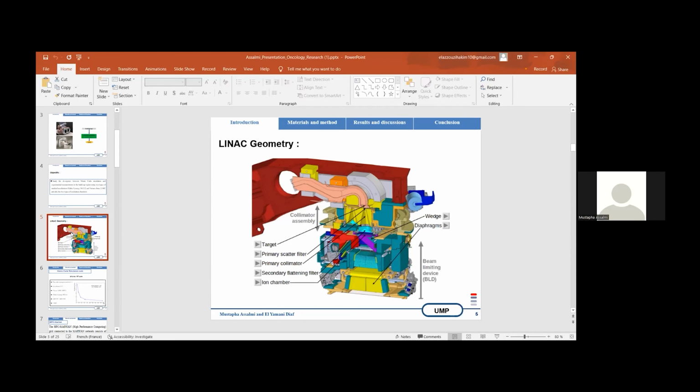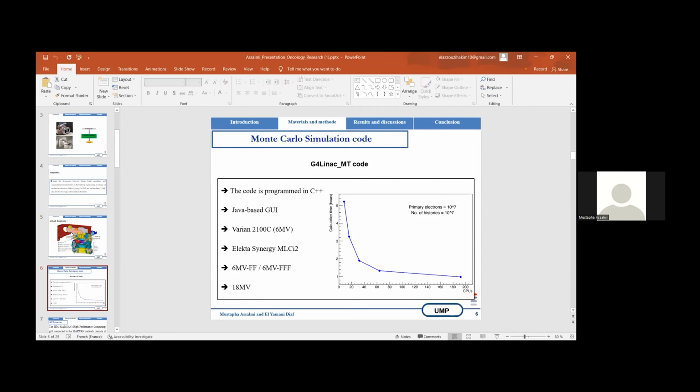2100C. The geometry information for Elekta was obtained under a confidentiality agreement with the company Elekta AB, Stockholm, Sweden, and Varian is, of course, an old model of the medical accelerator. Its geometry is now available in GATE 4. So the Monte Carlo code could use it in this work.